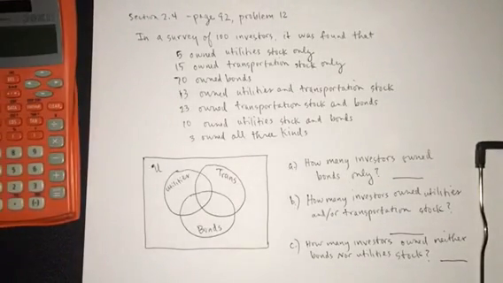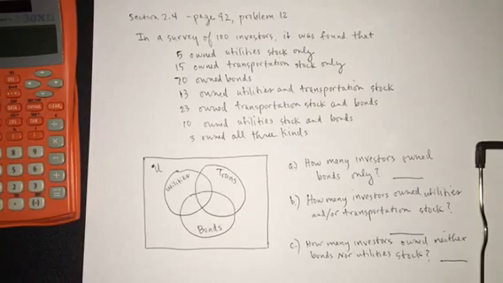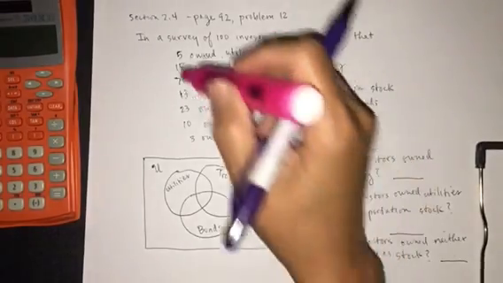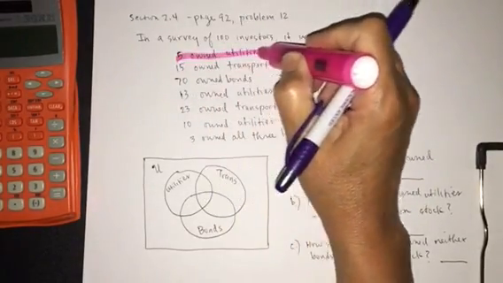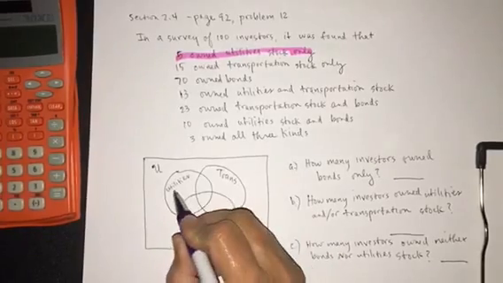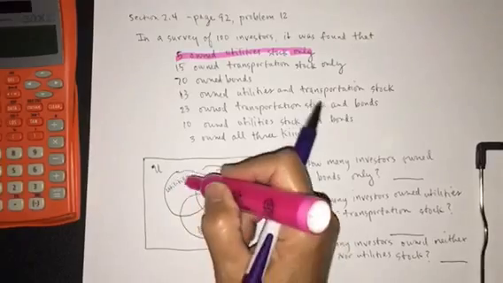It's a little different because if you read the question, we have in a survey of 100 investors, it was found that the first line says 5 owned utilities stock only. That's different from any of the other problems we've done up to this point. So I'm just going to highlight that whole line right there. 5 owned utility stock only. That tells me on utilities, just utilities, I need to put a 5 in there.